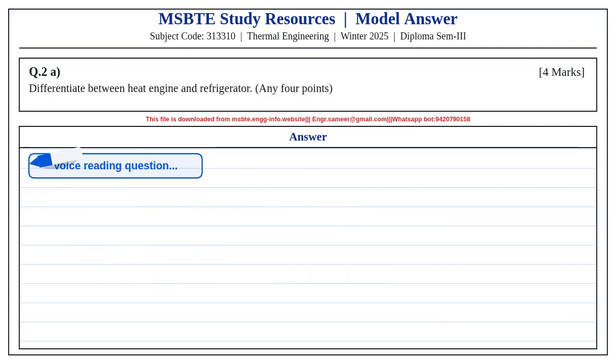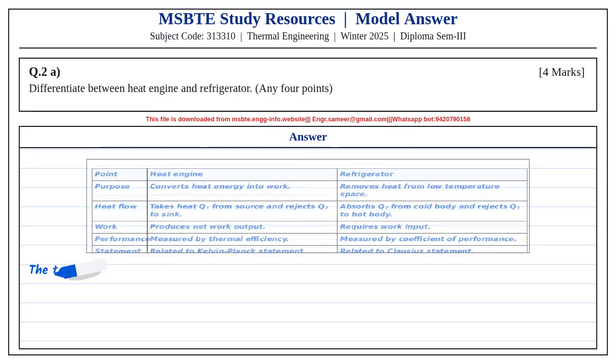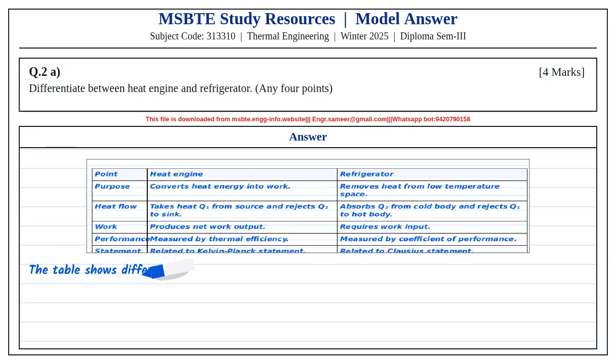Question 2a. Differentiate between heat engine and refrigerator. See the table carefully. You will have to reproduce this comparison table in the exam. Observe the columns: point, heat engine and refrigerator. Focus on purpose, heat flow, work, performance and statement. Now let us read the answer.